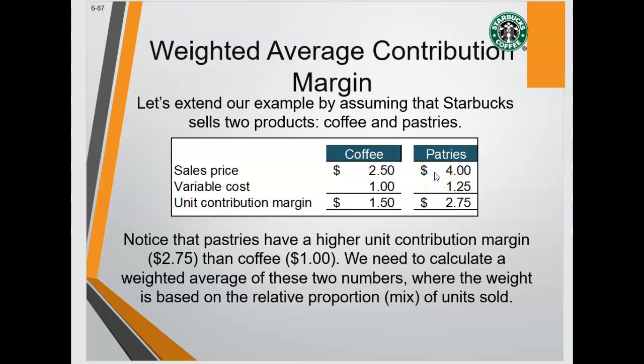Our pastries are a little better deal for us. We're going to sell those for $4. The variable cost for our pastries is $1.25, and so the unit contribution margin for a pastry is $2.75.